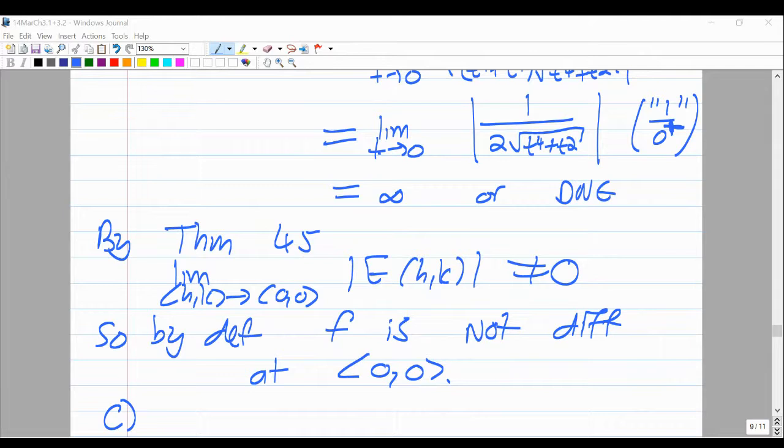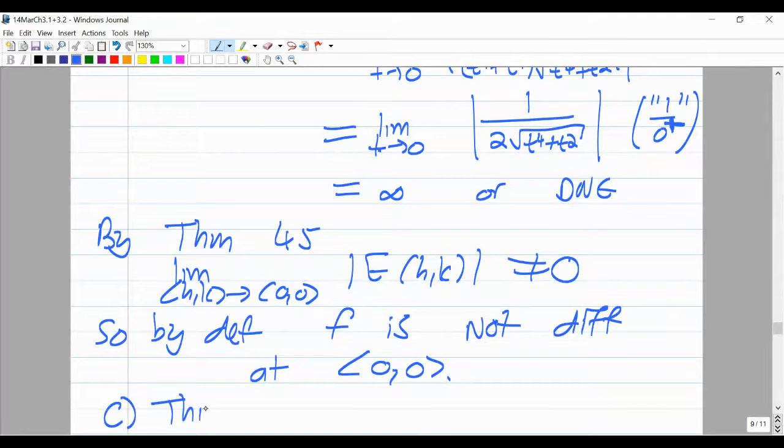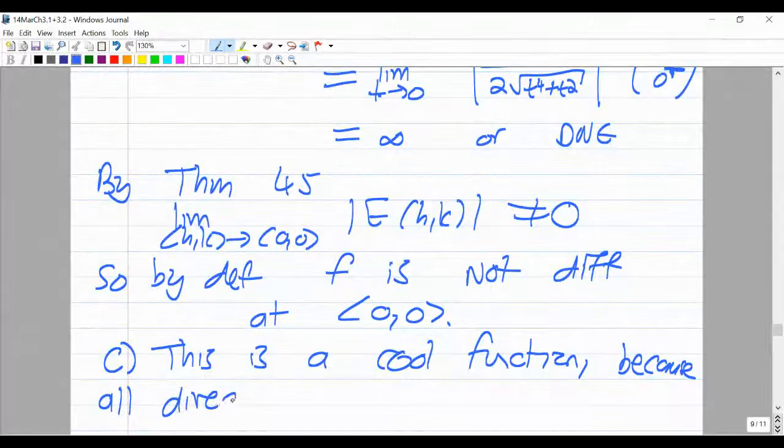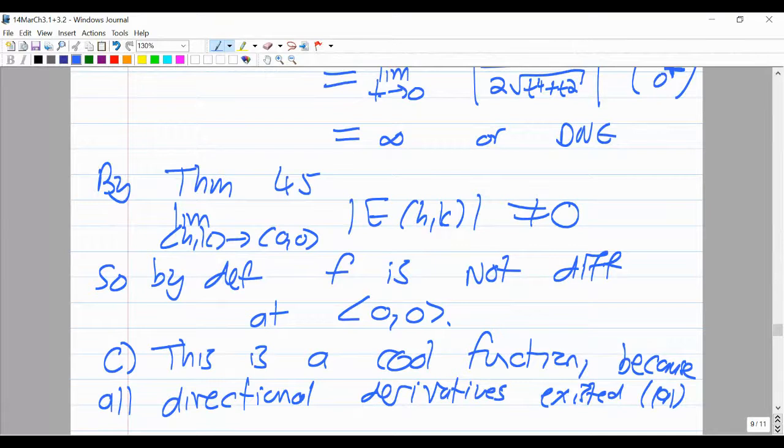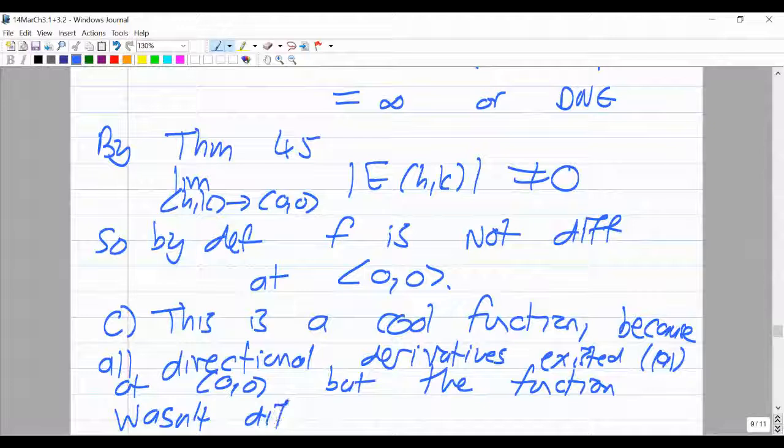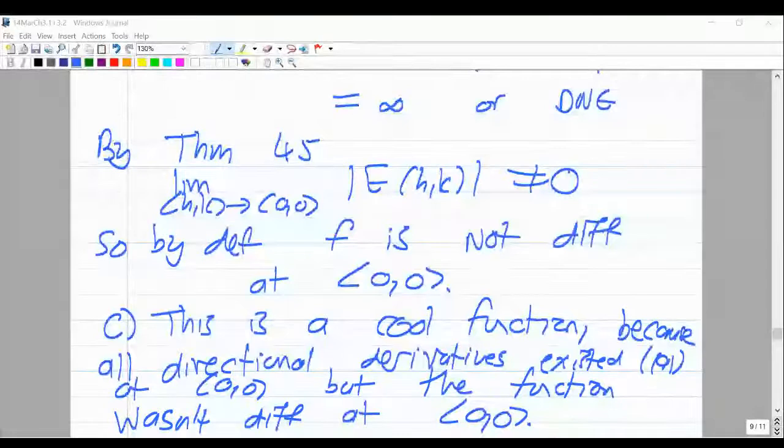So question C was, why is this an interesting example? And let me let the cat out of the bag. This is a cool function because all directional derivatives existed. This is part A, which you will do at home today, at the origin, but the function wasn't differentiable at the origin. Can I get a yes that you are going to redo this question later today?